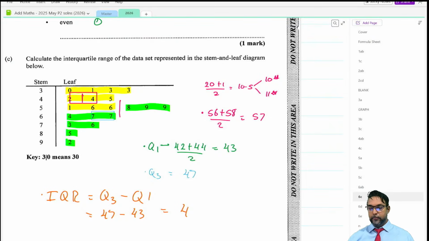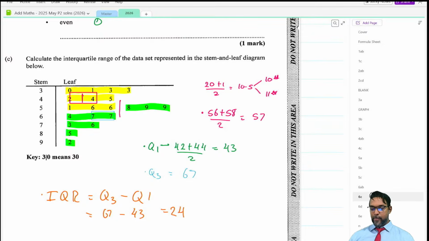Interquartile. I got 27. No, wait, sorry, my bad. For the precision, because I got... no, wait, that's 67. Okay, good. I apologize, I was rushing. So I got 67 minus 42. I had gotten that at first, but then I erased it.